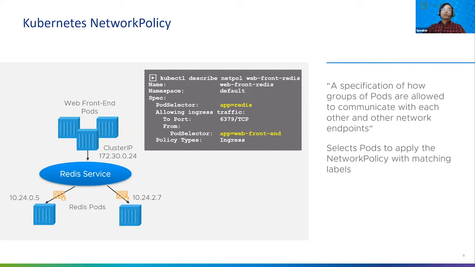Network policies define how pods are allowed to communicate with each other and other network entities. A network policy selects pods by matching the user-defined labels on the pods or namespaces. This includes the pods to apply the policy to, or source or destination pods for the traffic. For example, this slide shows a simple network policy that allows web front-end pods to access the Redis service provided by the Redis pods on TCP port 6379. I think it's very straightforward to understand. We will further describe the implementation of network policies with Open vSwitch later.